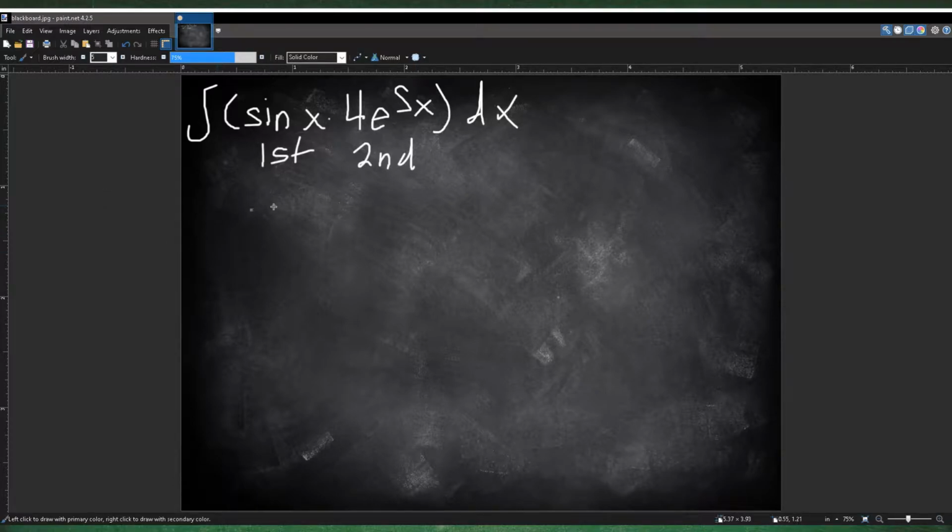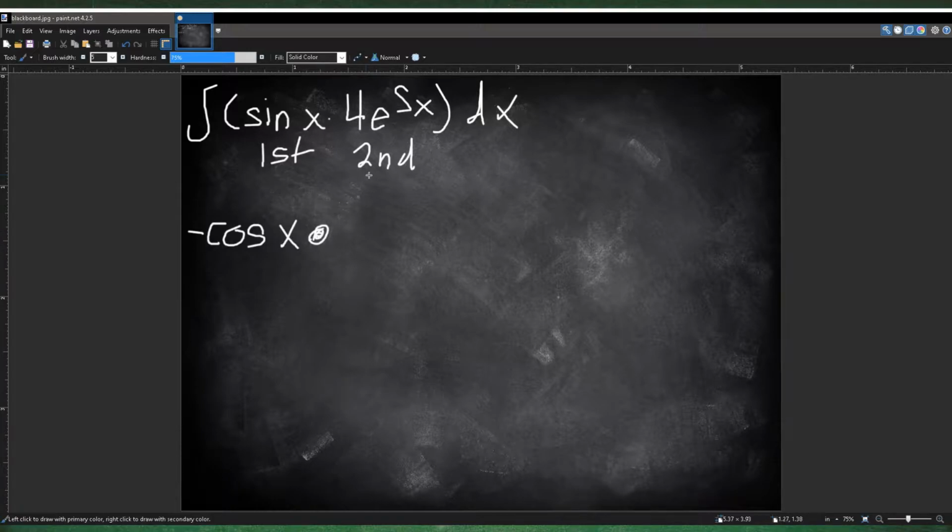Okay, so using integration by parts, we could do the antiderivative of sine of x. So the antiderivative of sine of x is negative cosine of x, right? Because the derivative of cosine of x is negative sine of x, so negative times that negative is sine of x, so that's correct.